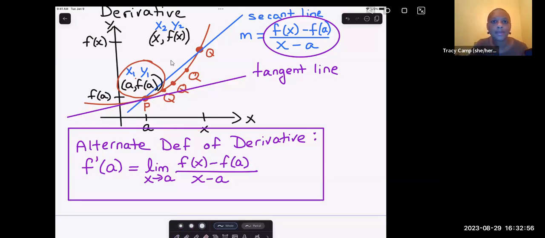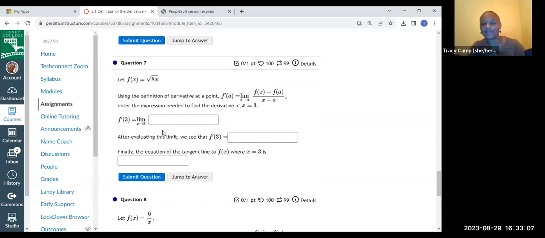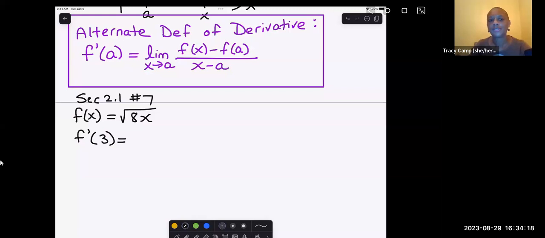So I'm going to go to the homework. We did one with a fraction for the previous definition, so let's look at number 7, because it has a radical. Problem number 7 gives us the function f of x equals square root of 8x, and we're asked to find f prime of 3.